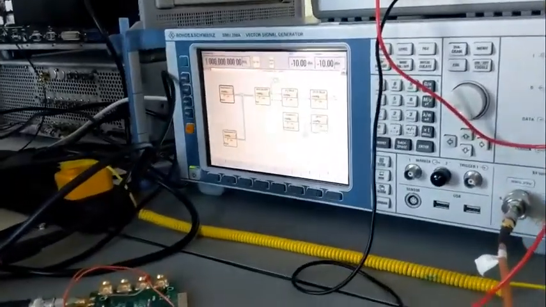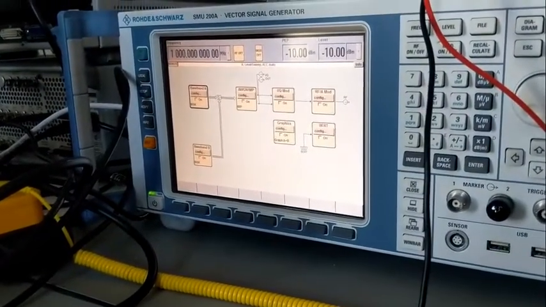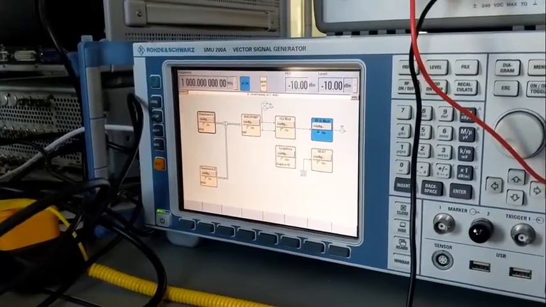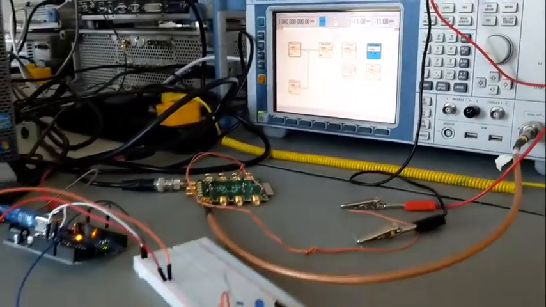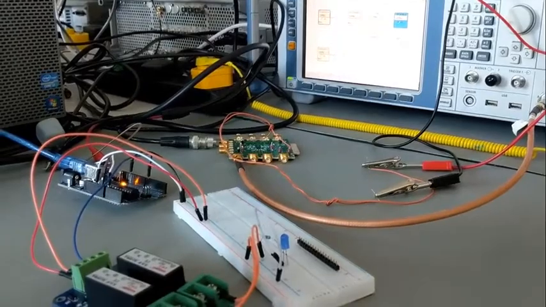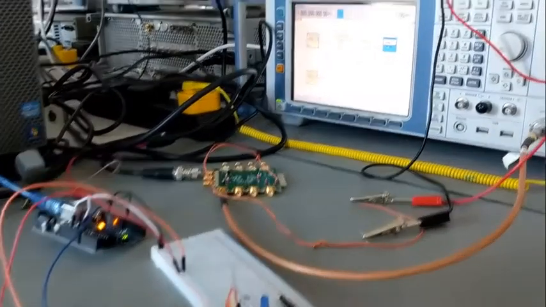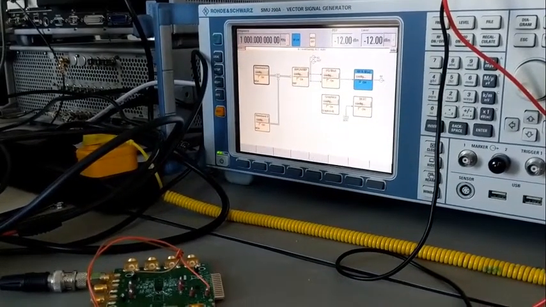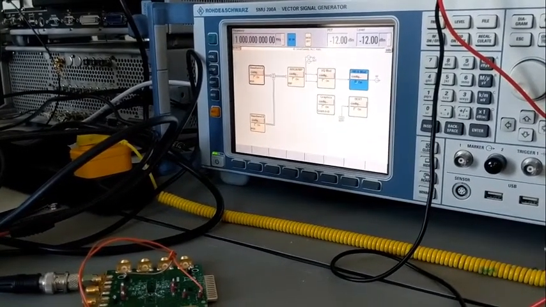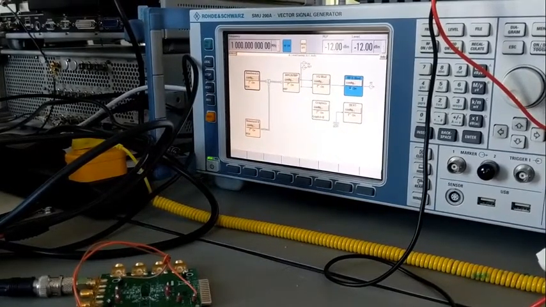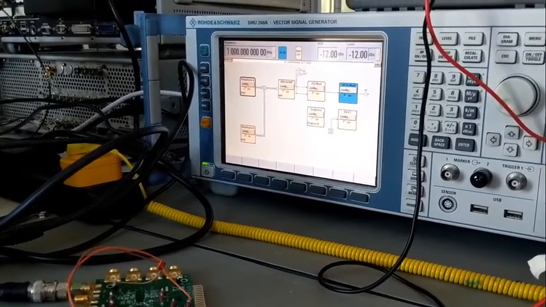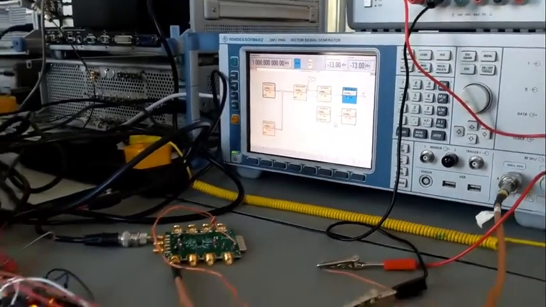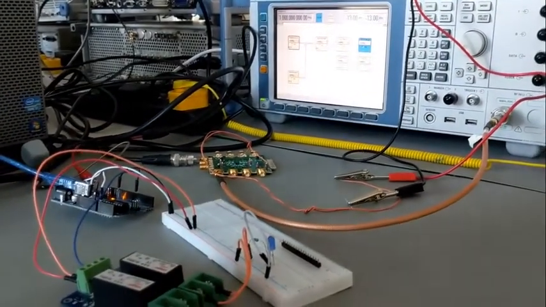As you can see, the LED is glowing. That means the voltage is supplied to the power amplifier. Since at -11 dBm the power is high, the DC supply turns off. As you can see, the sweep increases by -1 dBm.